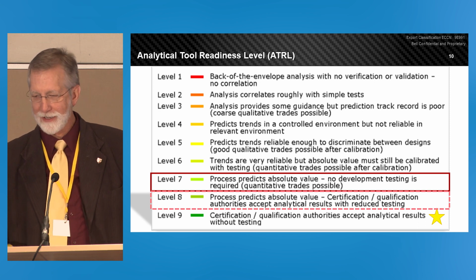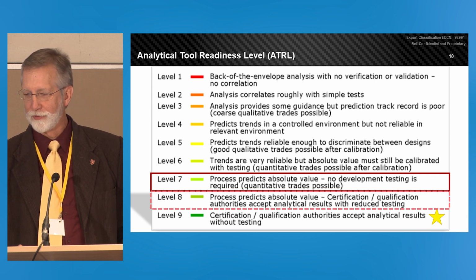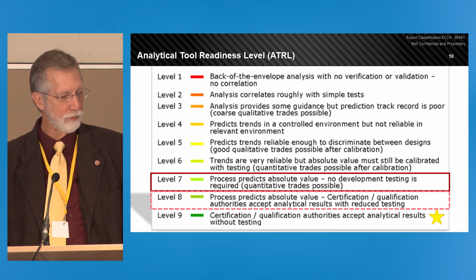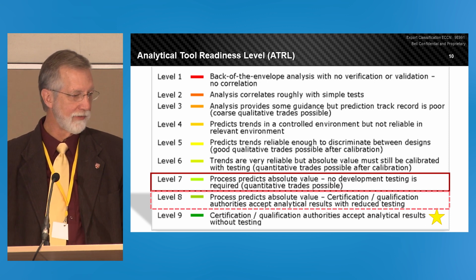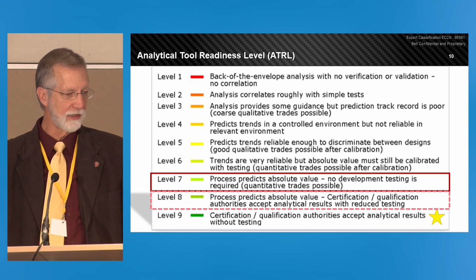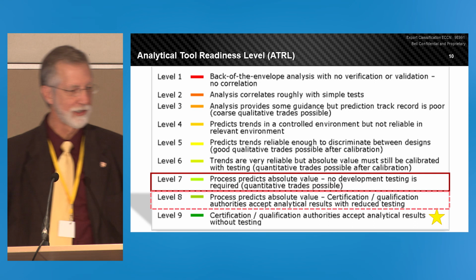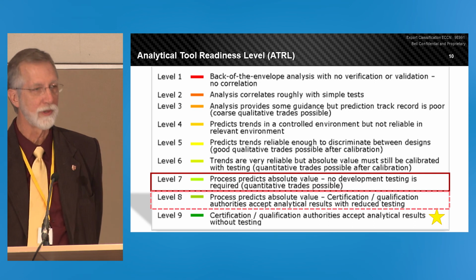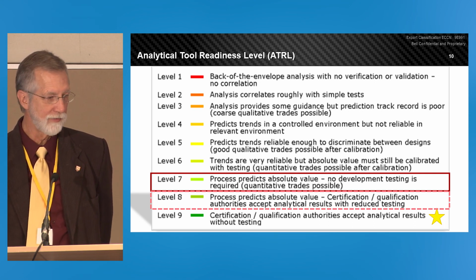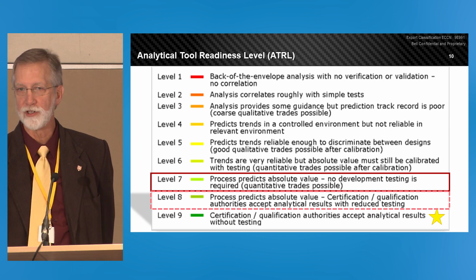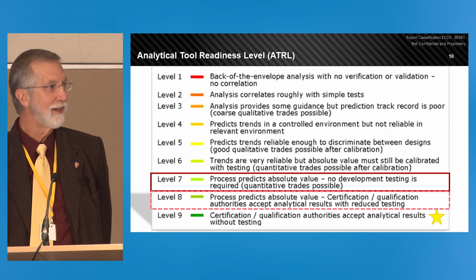Let me move on. But it's arguable that we are at a level 8. Process predicts absolute value, certification quality, qualification authorities accept analytical results with reduced testing. The only difference between 8 and 9 is the word reduced, okay?